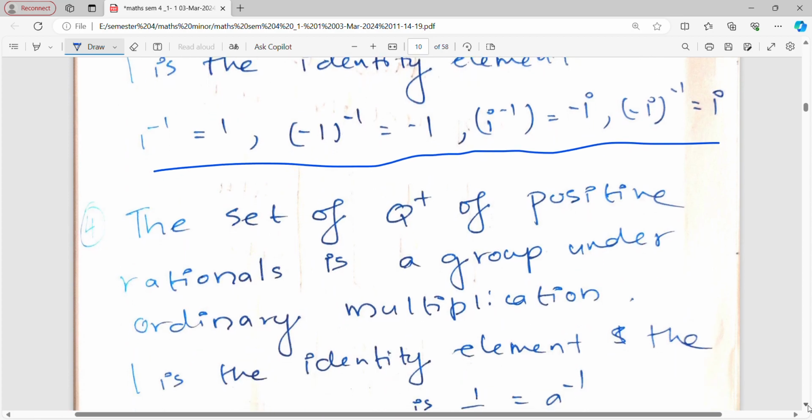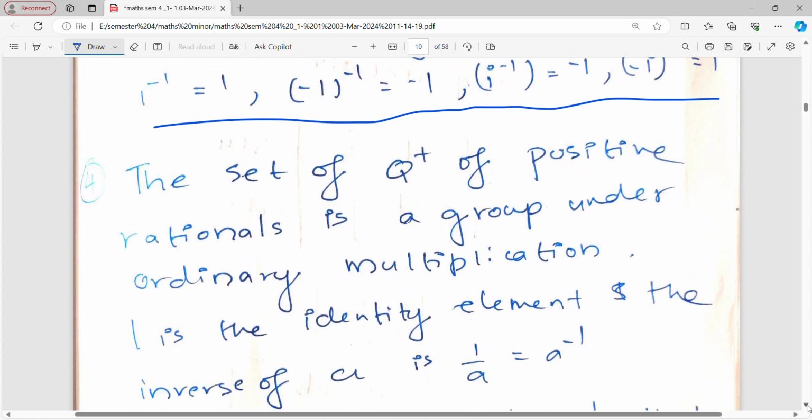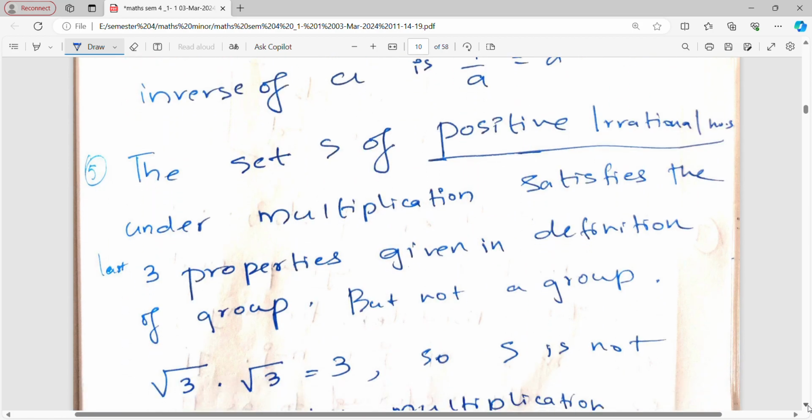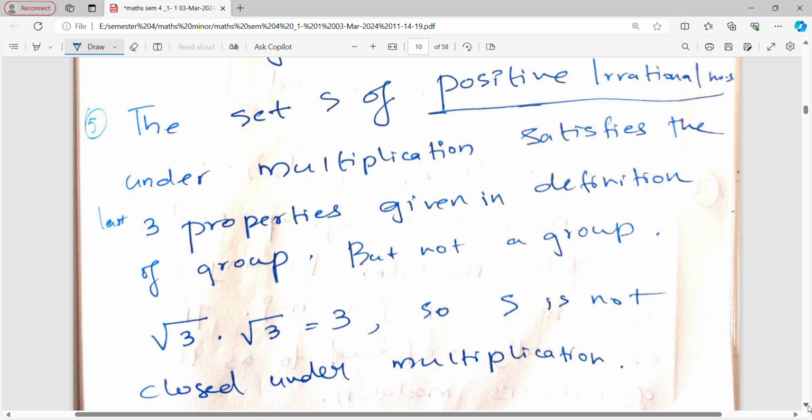Now fourth, the set Q plus of positive rational numbers is a group under ordinary multiplication. 1 is the identity element and the inverse of a is 1 by a. Got it? Then the fifth one, the set of all positive irrational numbers.